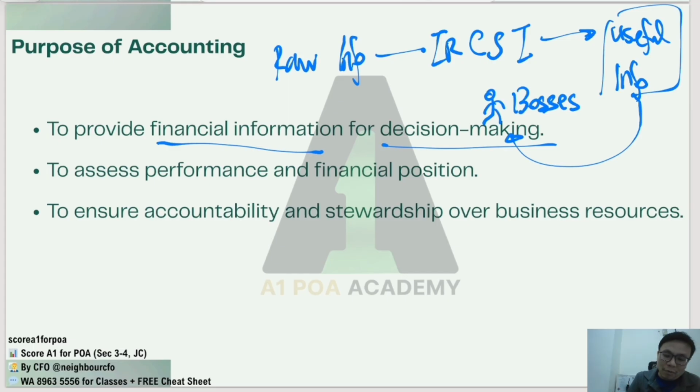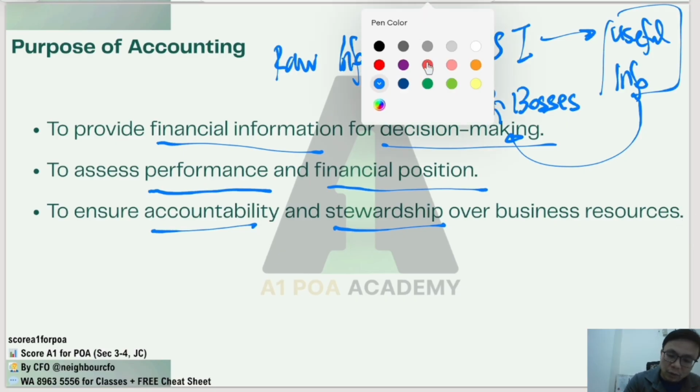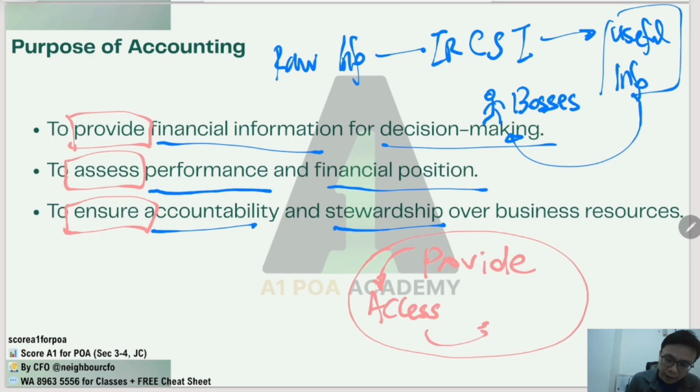Next, to assess performance and financial position. Last but not least, to ensure accountability and stewardship over business resources. So as a whole, if you look at this slide, you will see that all these are quantifiable actions for the accountant to be able to carry out his or her job well. You provide, you assess, and then you ensure. After that, you will then repeat the whole cycle again.